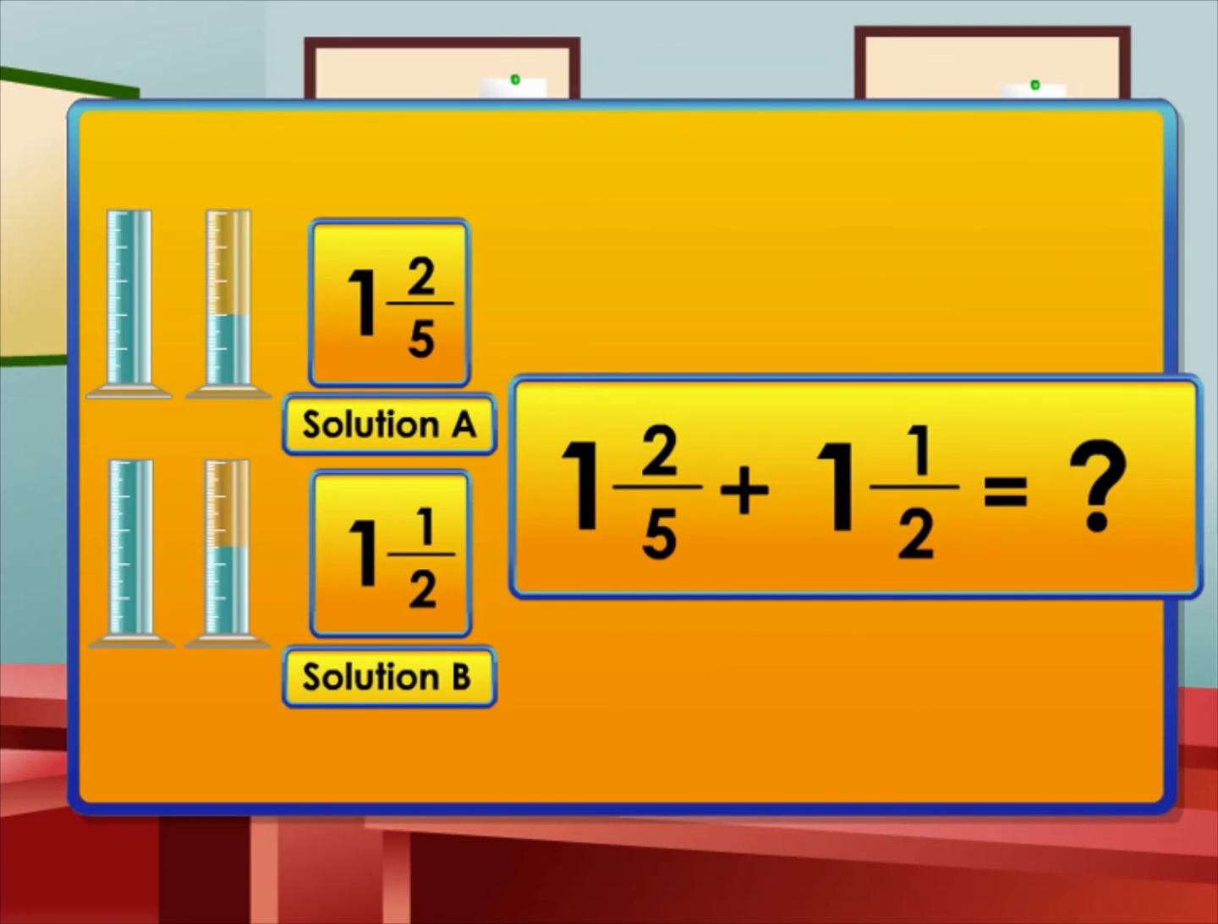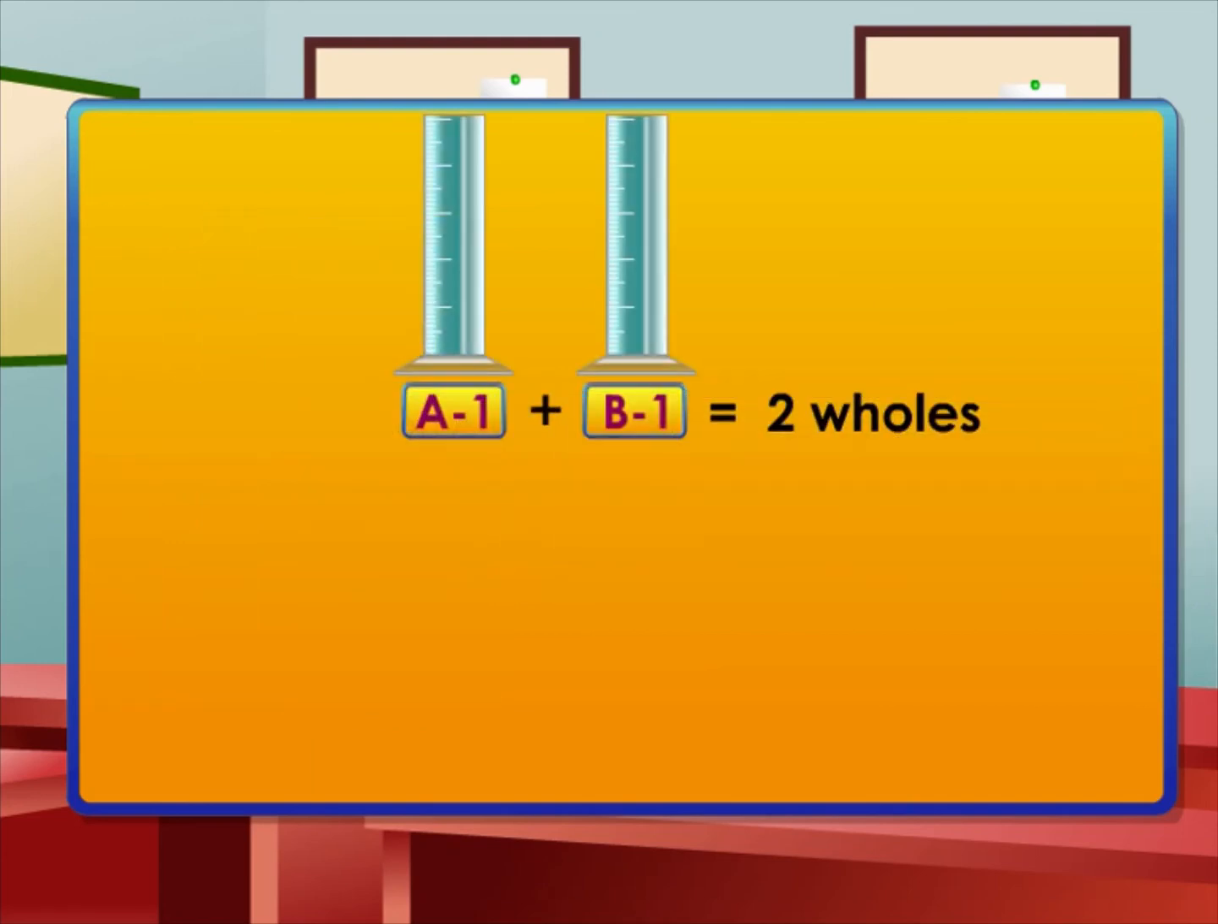Can we get the answer by reading the scales of the cylinder, teacher? Yes, read the scales after you add up both the solutions. Let us label the cylinder as A1 and A2. For solution B, we name it as B1 and B2. Please proceed, Aisha. First, add up A1 and B1.